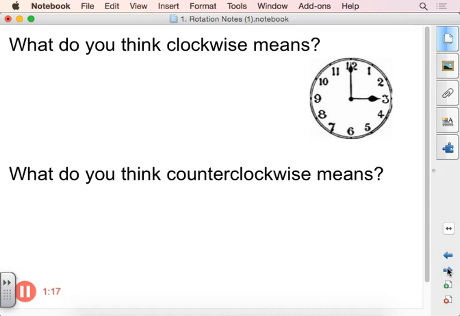So if we look at a clock, what do you think clockwise means? Just kind of think about that for a second. What clockwise means is they move in the direction of the hands of a clock. So the hands of a clock obviously move this way, 1, 2, 3, 4, 5, 6. So that's clockwise. Anytime something spins or rotates in that direction, it's rotating clockwise. So what clockwise means is rotating in the direction of a clock.